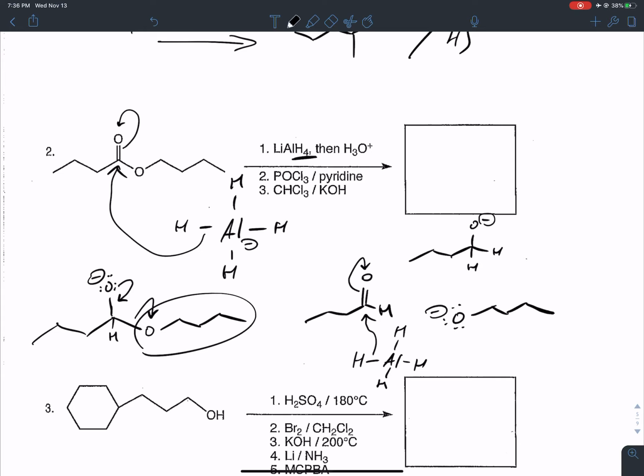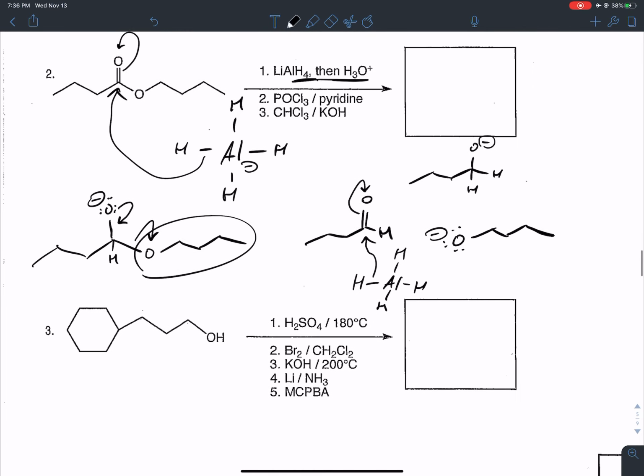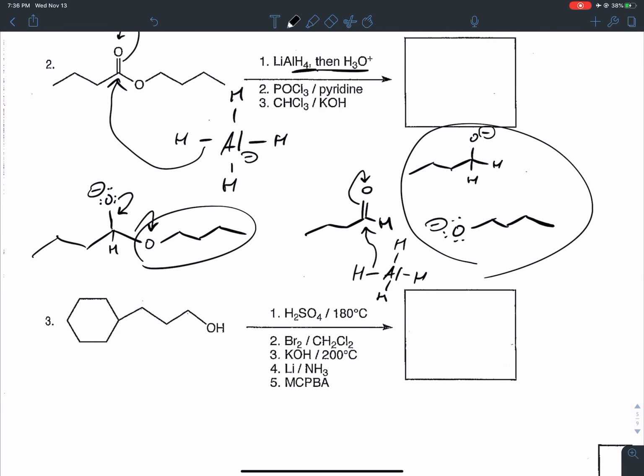Are we done now? Almost. We're almost done. We're really close. We would just add then H3O+. We are done with the lithium aluminum tetrahydride, though. There's nothing more this can do. Nothing else can be reduced. So we are stuck now that everything is an O-. So then you just protonate these guys.